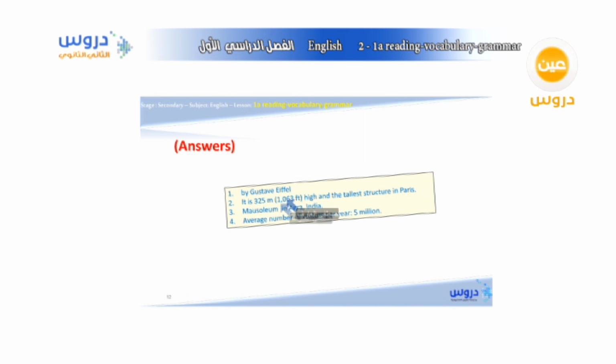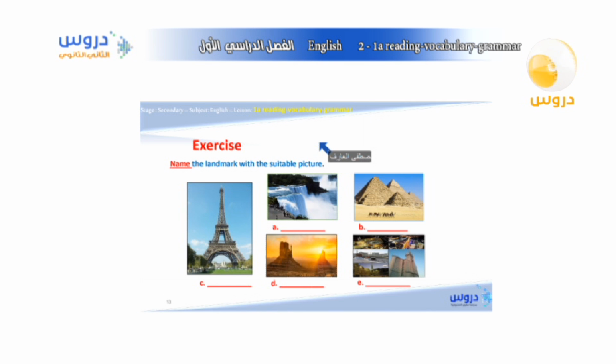It's Gustave Eiffel. It's 325 meters for the Eiffel Tower. The Taj Mahal is located in a mausoleum in Agra, India. And the number of visitors for the Grand Canyon in the US is 5 million visitors. Now let's put these in place. I will tell you where. This is in Canada, this is in Egypt, this is in France, this is in the US, and this is in our country, Saudi Arabia.